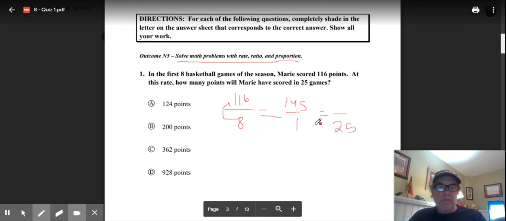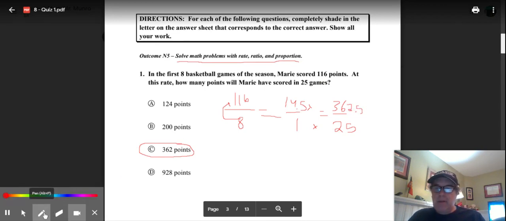If she keeps on this pace and she scores 25, you have to ask yourself, how do you go from 1 to 25? You multiply by 25 to get there. Part of this question I didn't like is that it comes out to 362.5 points in total. So that ratio doesn't necessarily work, but it'll get you the correct answer in this one. The Department of Ed messed this one up. 362.5, you can't score half a point in a basketball game.